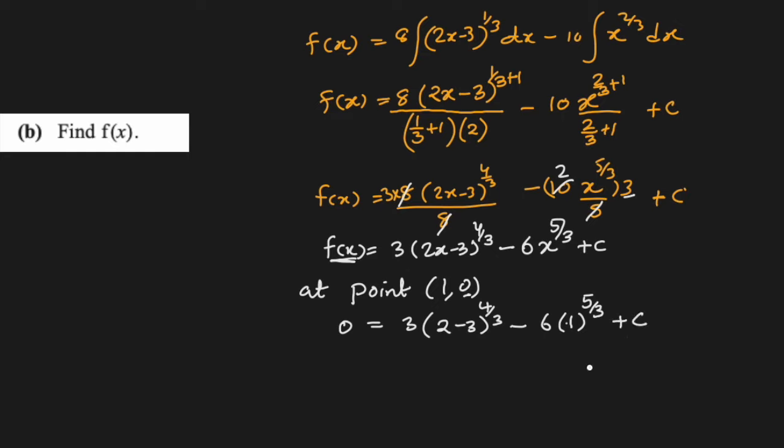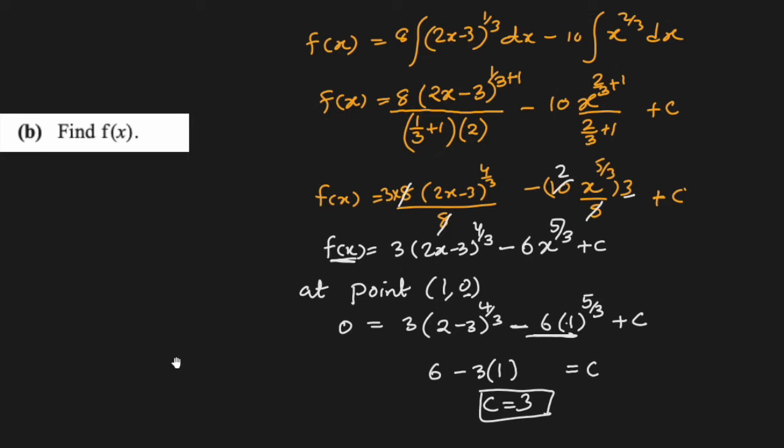Alright, so let me keep c here and I'll bring this thing first because it will become positive. 1 to the power anything is 1, so 6 times 1 is 6, and this will become positive 6. But this will become negative when it goes to the left side. 3 times (minus 1) to the power 1/3 is minus 3. 6 minus 3 is 3. So c comes out to be 3.